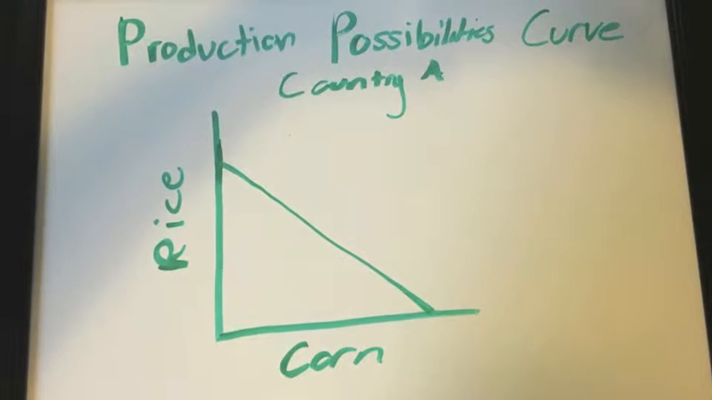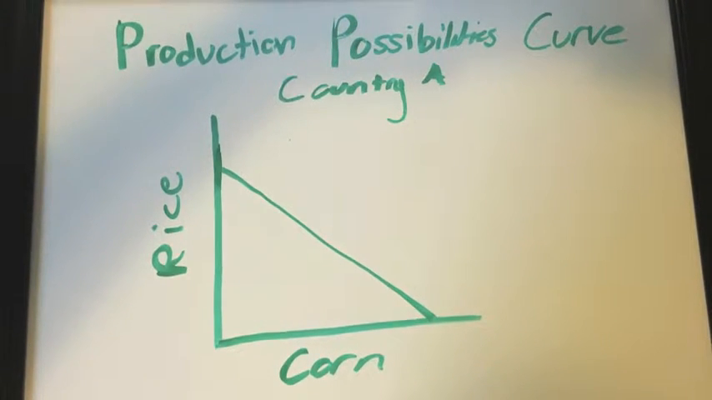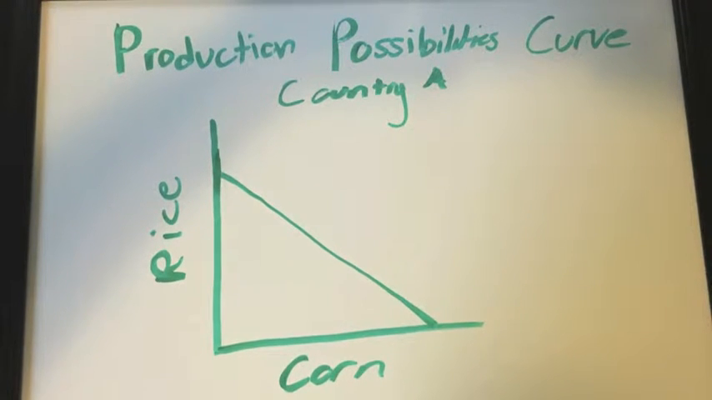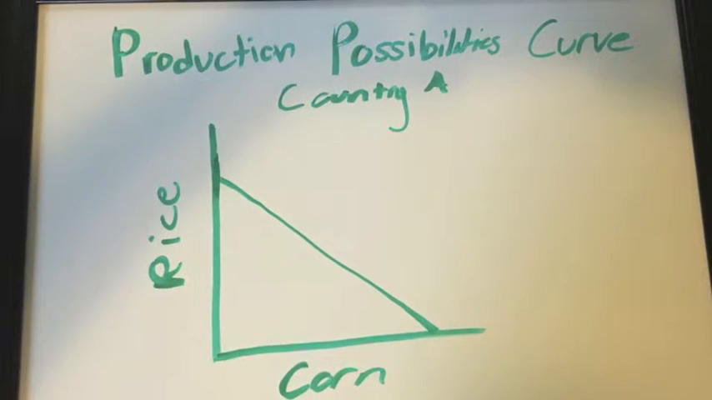A production possibilities curve is a visual way to represent opportunity cost between producing one product as opposed to another product.